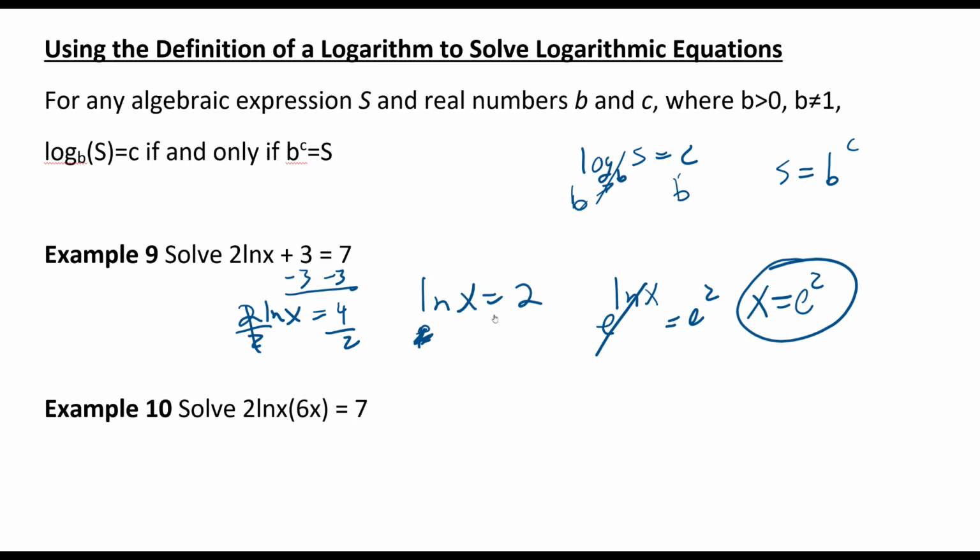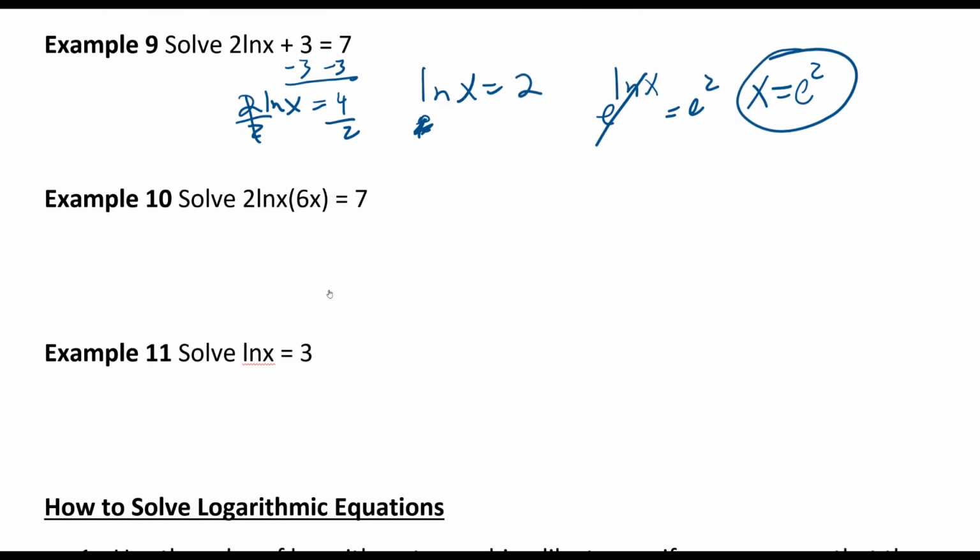Or we just go with rewriting what it means, which means this base of natural log, e, to that power is equal to x. Let's try the next one. We will divide both sides by 2. So we have the natural log of x times 6x. I want to be clear on what it's saying. I think this is a typo. Let me fix that typo. It's just supposed to be natural log of 6x. I'm sorry, so correct your notes.